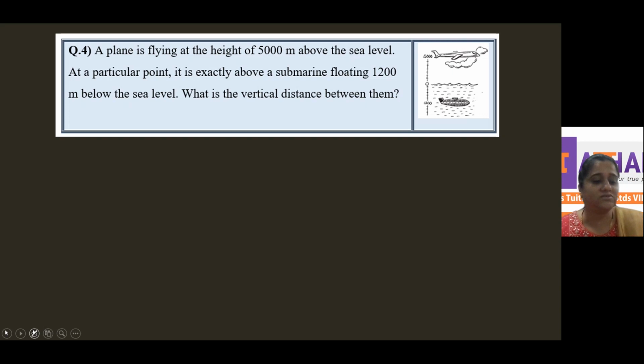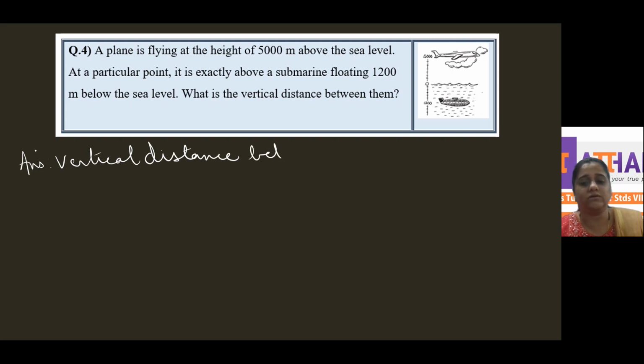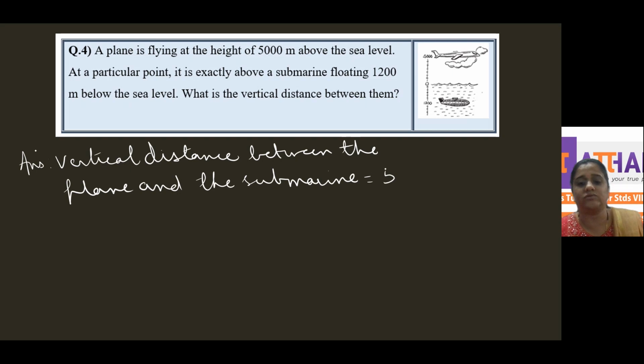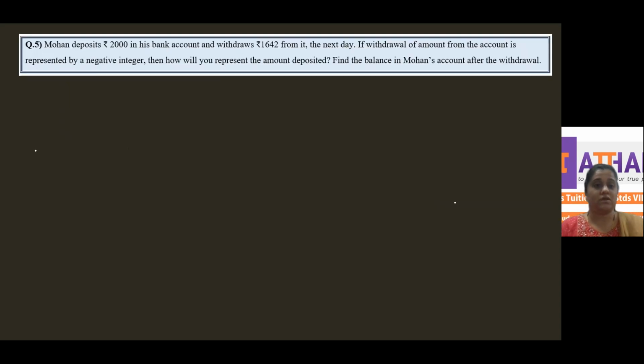With addition. So the vertical distance between them. So the answer is simple here. Okay, so what should you write? Vertical distance between the plane and the submarine is equal to 5,000 plus 1,200 meters. Very good.